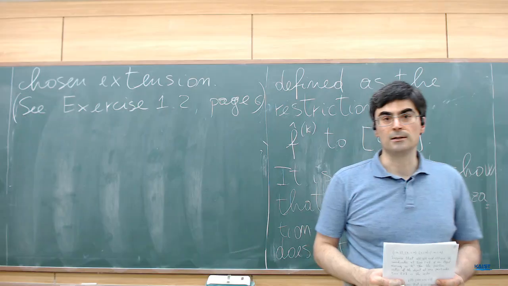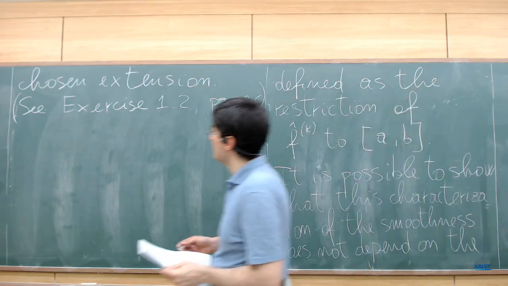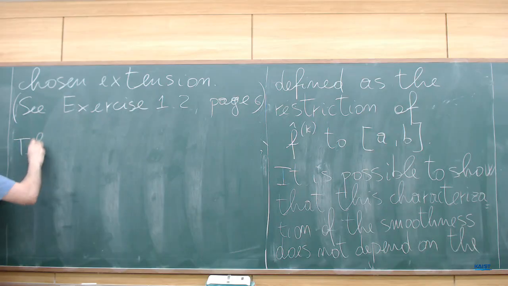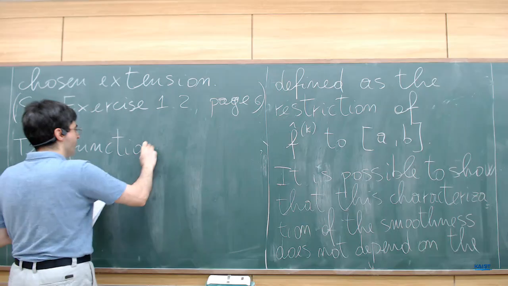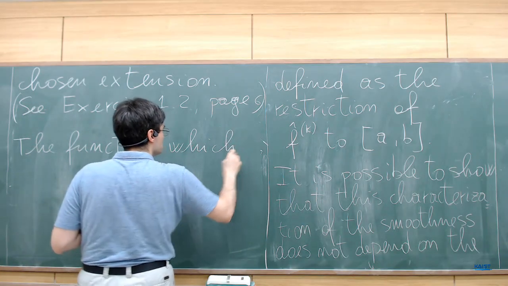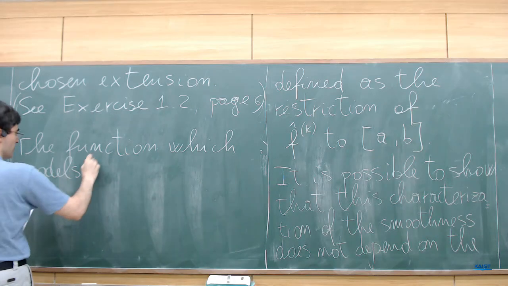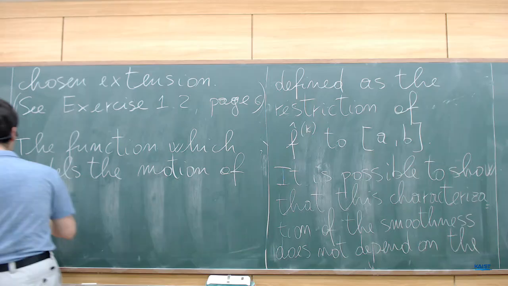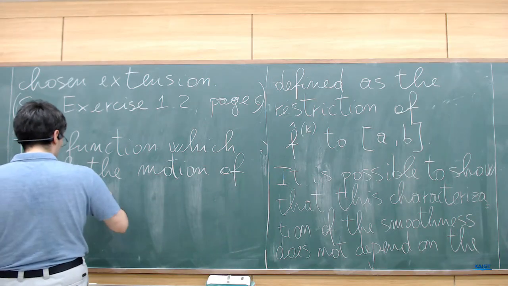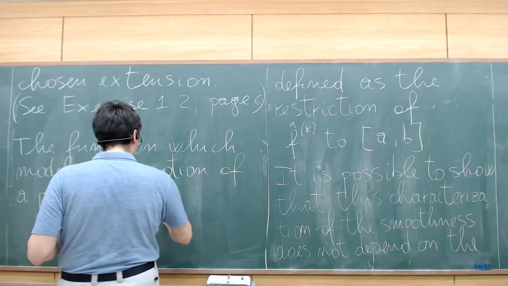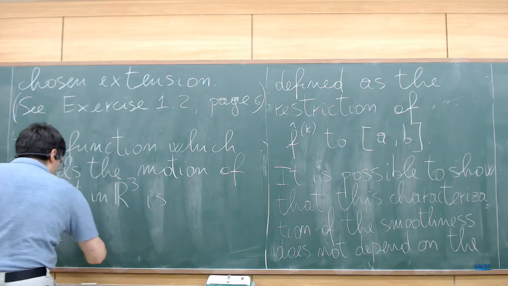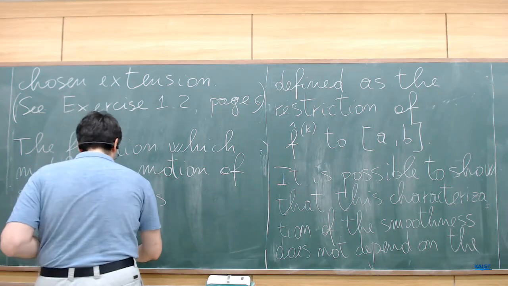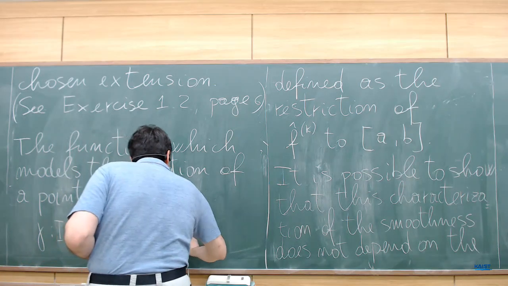Now we are ready to present the definition of parameterized curve. Let's start by a simple observation. The function which models the motion of a point in R3 is gamma defined on I with values in R3. So we need a function with values in R3, with gamma smooth, of course.